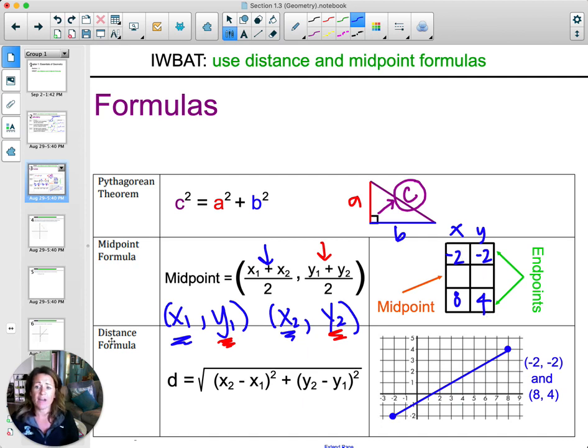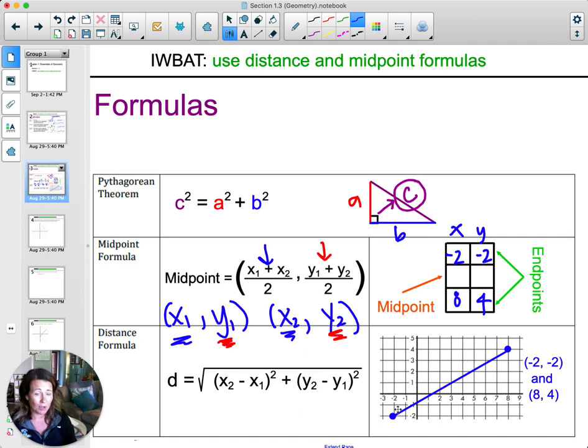The final formula for today is distance formula. So the distance formula is d equals the square root of x2 minus x1 squared. So you subtract these x coordinates. You take one x coordinate minus the other one, and then you square it, plus you subtract the y coordinates and square them. Just don't forget this square root at the end. That's what a lot of people do.